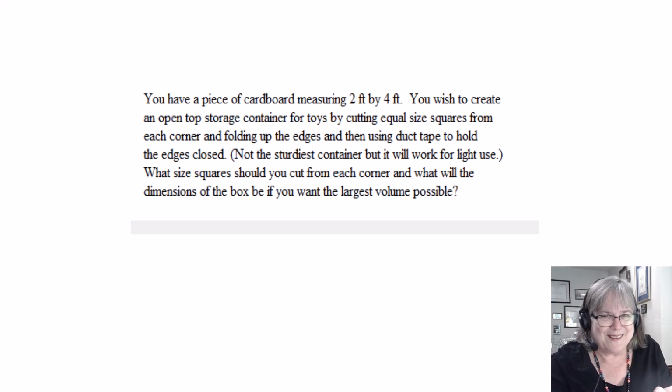So here we go. You have a piece of cardboard measuring 2 feet by 4 feet. You wish to create an open top storage container for toys by cutting equal size squares from each corner and folding up the edges, and then using, this is me, duct tape to hold the edges closed. Because really, you've just got these edges that just touch. They don't overlap. You can't glue them together or whatever. So we're going to try duct tape.